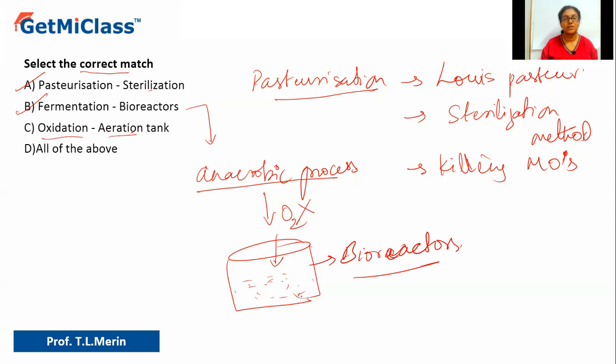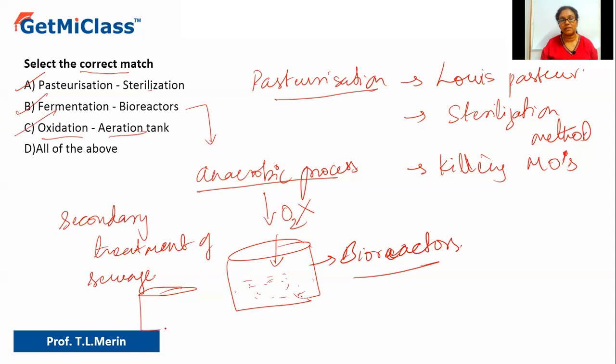Option C is oxidation, aeration tank. Absolutely right, because as the name indicates, aeration tank. This happens in the secondary treatment of sewage. Treatment of what? Treatment of sewage. After the primary treatment, the effluent is sent to the secondary treatment, in which they transfer the effluent from the primary tank to this secondary tank, or you can say aeration tank.